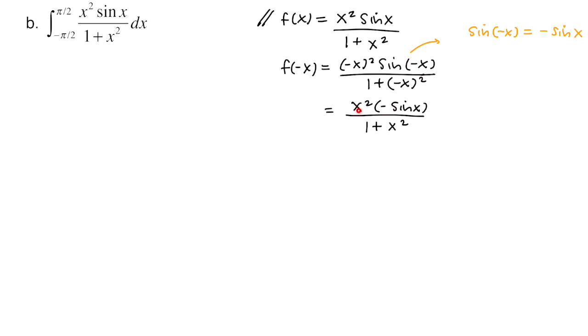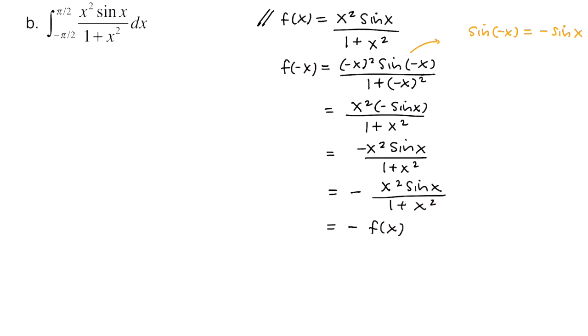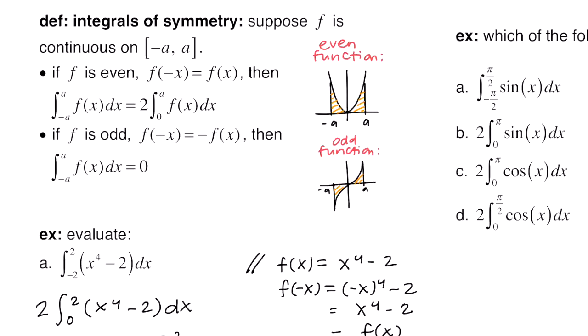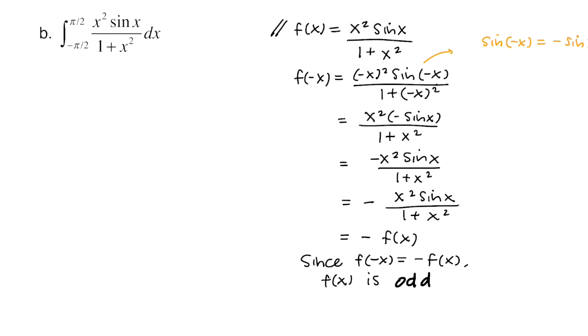So finally, when we multiply these, this negative is just going to come to the front. Again, a positive times a negative is a negative. And again, with fractions, if you have a negative numerator, that's the same as just negative and then the whole entire fraction. And you can see when we plug in -x, we're getting negative and then the original function. So this is negative f of x. So I wrote it out, since f of -x equals negative f of x, it is an odd function. And according to the definition for integrals of symmetry, if f is an odd function, then the integral from -a to a of f of x dx equals 0. So this definite integral just equals 0.